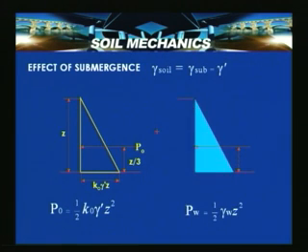This earth pressure at rest also has a component due to water which fills the voids. That pressure is Pw equal to half gamma w z square. As water has no shear strength, you can say that K a and K p are equal to 1. So Pw is equal to half gamma w z square.